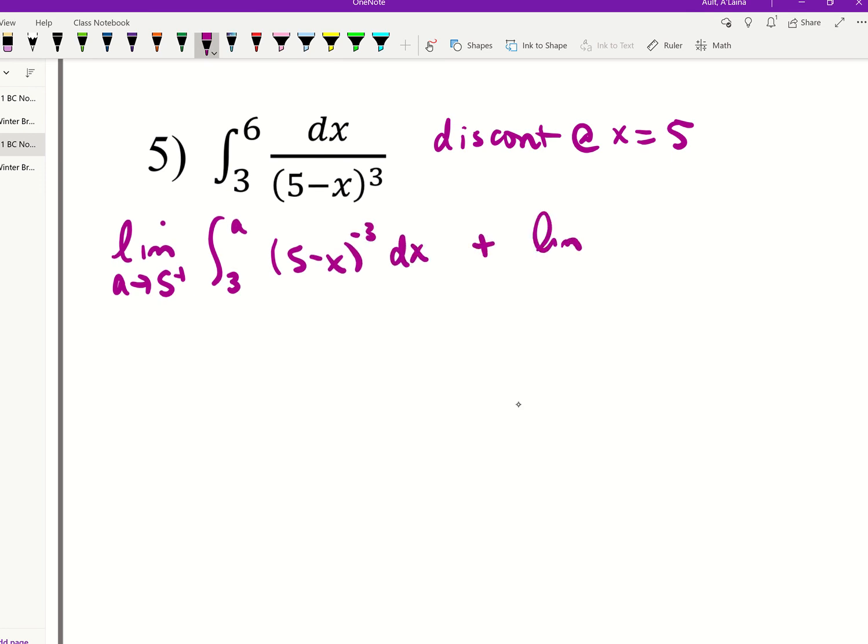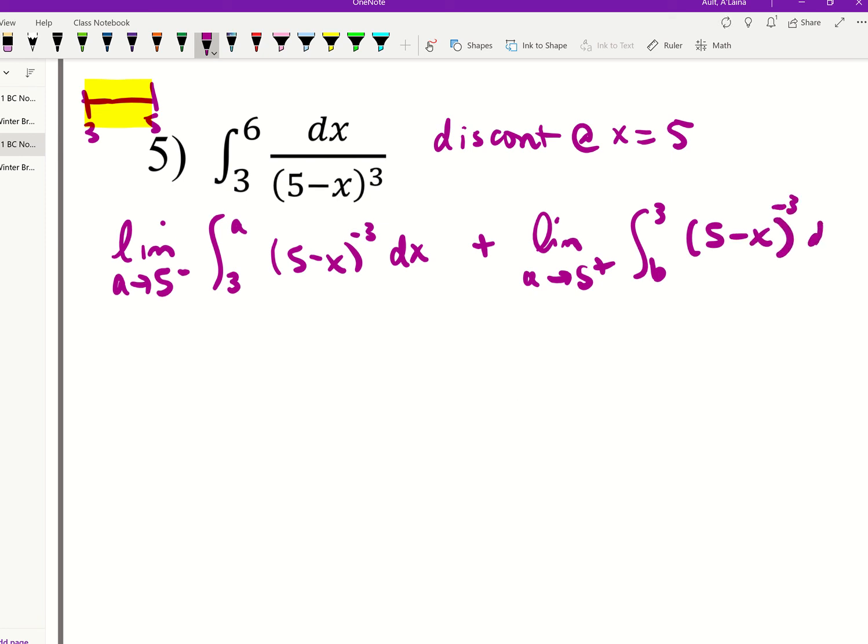Plus the limit as x approaches, oops, I did this wrong, 5 from the left. I think I said left and wrote right. I apologize. All right, as we approach 5 from the right, I'm going to not write x. I'll switch my variable to b. X is my input, not my limit, and I'm having trouble with that today. You might have trouble with that sometimes too. The integral from b to 5 of (5 minus x) to the power of negative 3 dx.